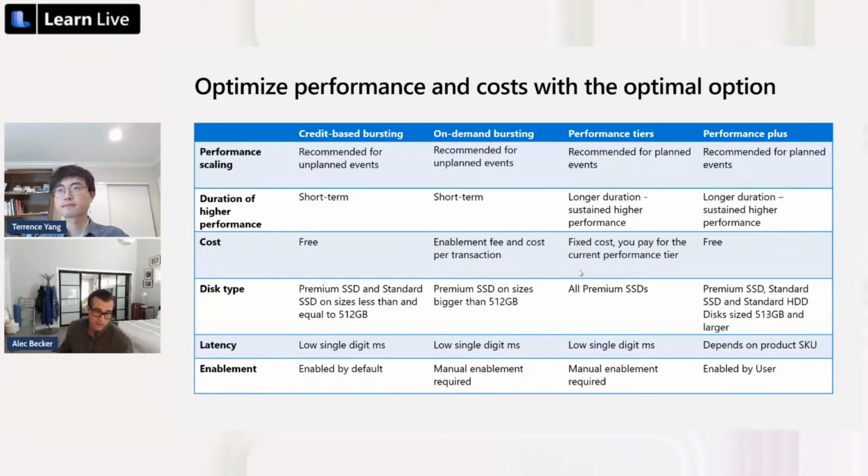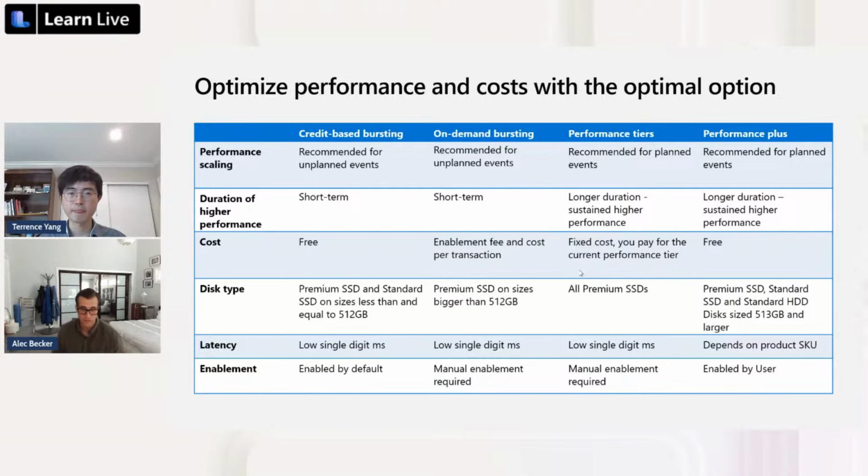Other considerations you want to take a look at for performance and cost is latency. For credit-based bursting on premium SSD, it's low single-digit millisecond latency. For standard SSD, it's a little higher, around 5 to 10 milliseconds. For on-demand bursting, again, it's on our premium SSD, so that's low single-digit millisecond. And same with performance tier because it's only on premium SSD. But for performance tier, it just really depends on which product you're using.